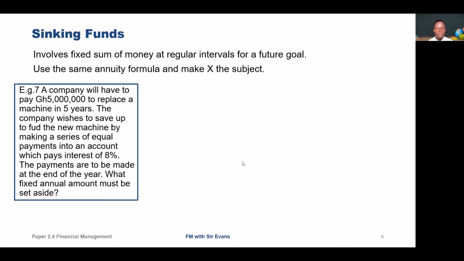So we use the same annuity formula, but here we start from 5 million is equal to X into brackets 1 plus our R, which is 8%, raised to the power 5, minus 1, all over 0.08. And that will give us an annual payment of 852,878.